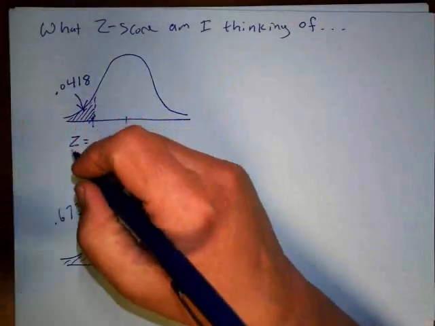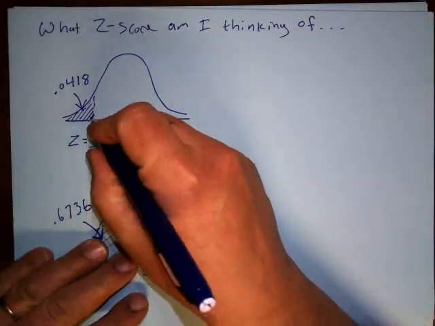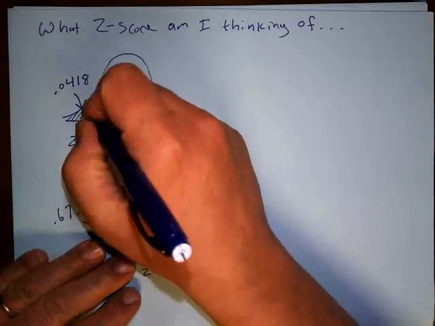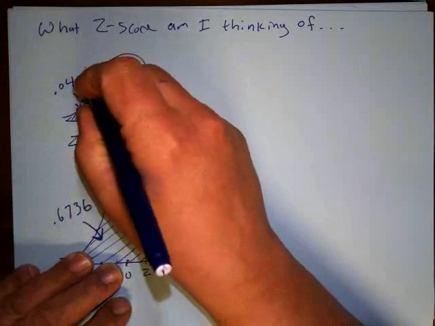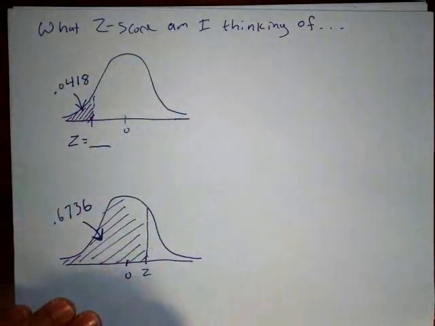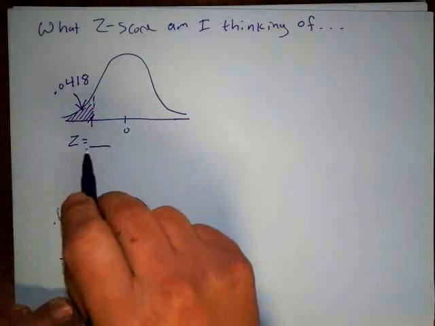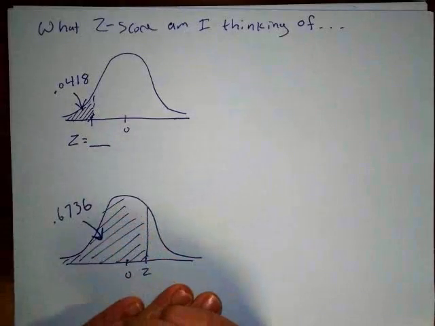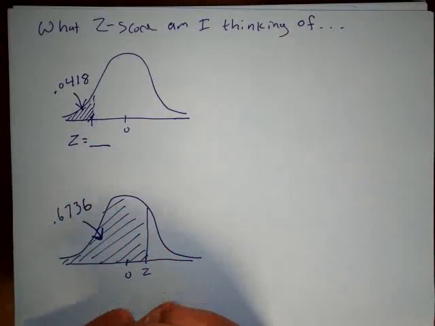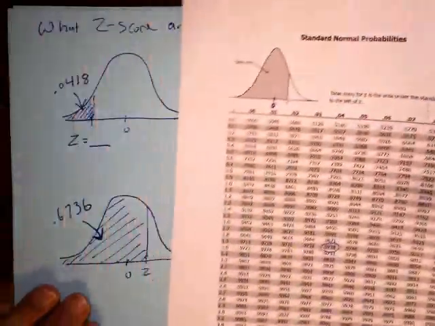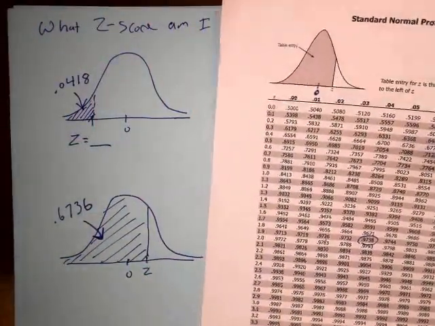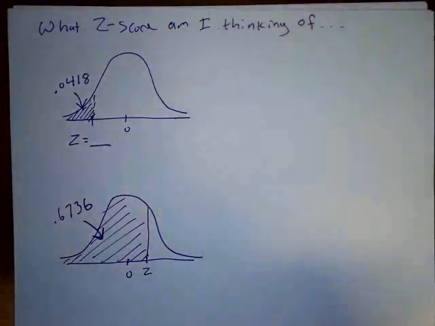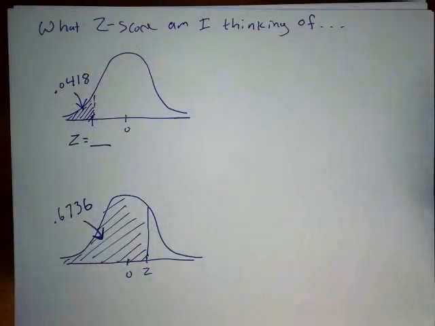So what I did is I thought of a Z-score and I put it down here where I thought it would be. And I shaded the area below, and then I looked the Z-score up on the table, and this is the area that I found. So can you tell me what Z-score I thought of? Maybe grab your table and see if you can figure out from this information which Z-score I thought of. You can pause the video if you want, and then see if you can find the Z-score.